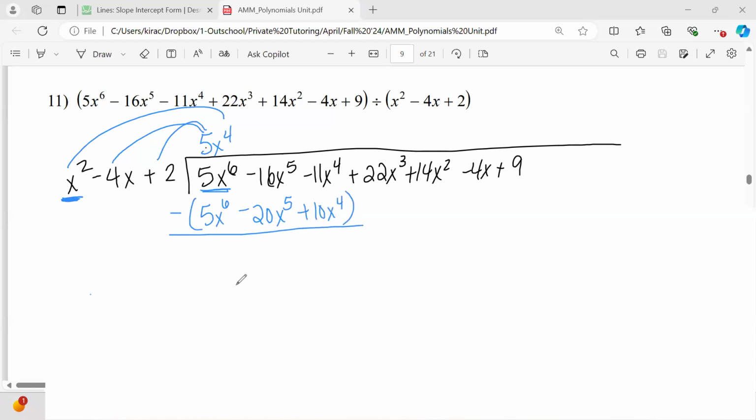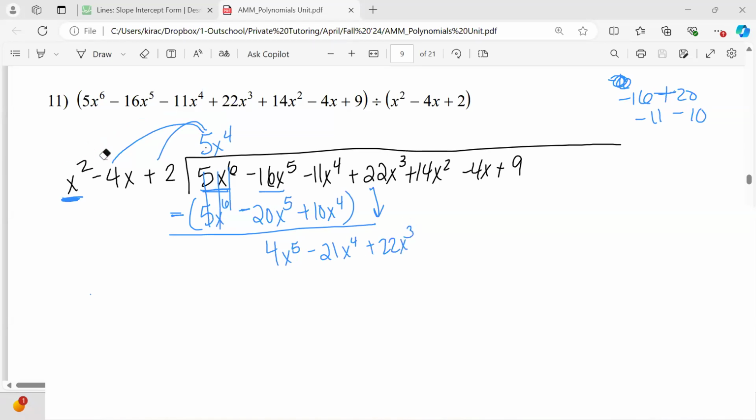Subtract the whole shebang. This first one should cancel out. Be careful, this is negative 16 minus negative 20. Off to the side if you need to. That'll turn to plus and be 4x to the 5th. And then again, be careful on the next part. It'll be negative 11, subtract regular 10, which would be negative 21, x to the 4th, and drop down. And then we just repeat the process.